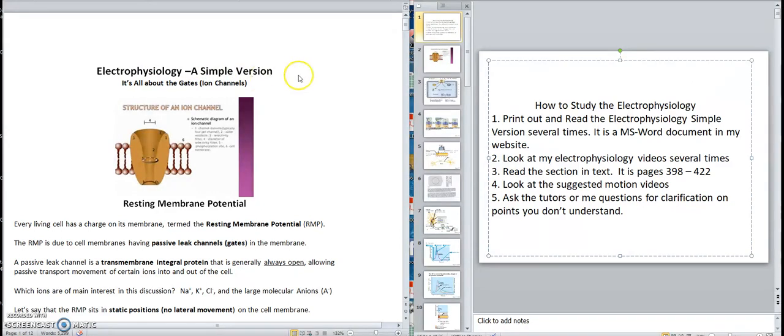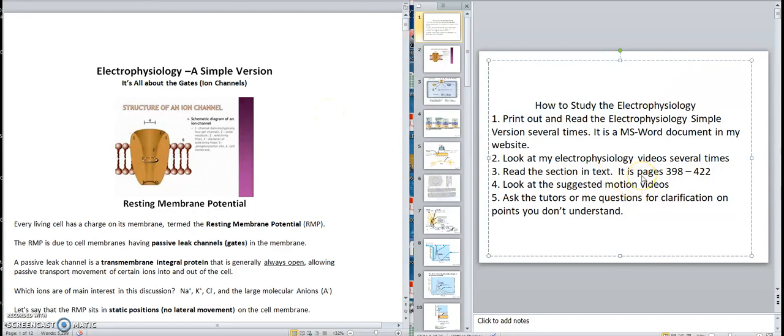So this is kind of my suggestion on how to study electrophys. Print out this document here and read it several times. Look at the videos I'm going to make about this document and look at them two or three times. In the text, the one we're using, pages 398 to 422 discuss electrophysiology.